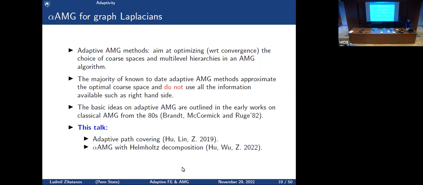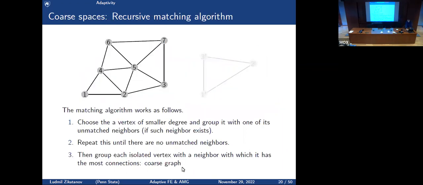talk a bit about adaptive path covering of a graph and how this helps us to construct a coarse space. So this is our graph, and we do matching, which means we pair vertices together, and if two vertices are paired, they cannot be paired somewhere else. So here 1 and 2 are paired, this and this, and if there is something isolated, like 7 was isolated here, you add it to something that has fewer vertices in the neighborhood.